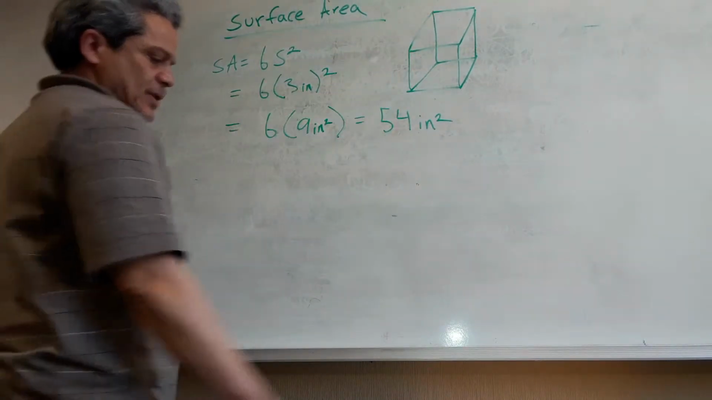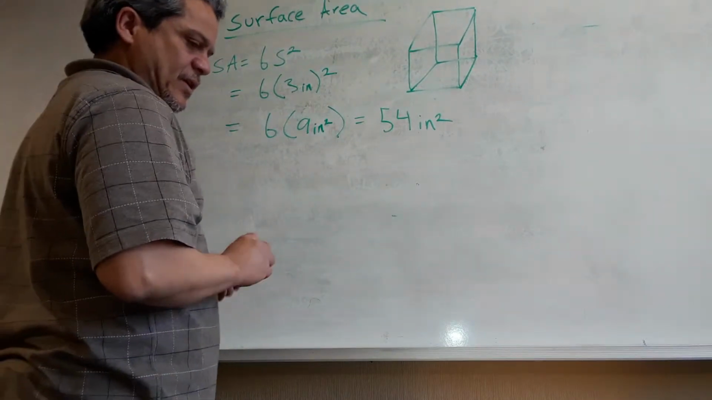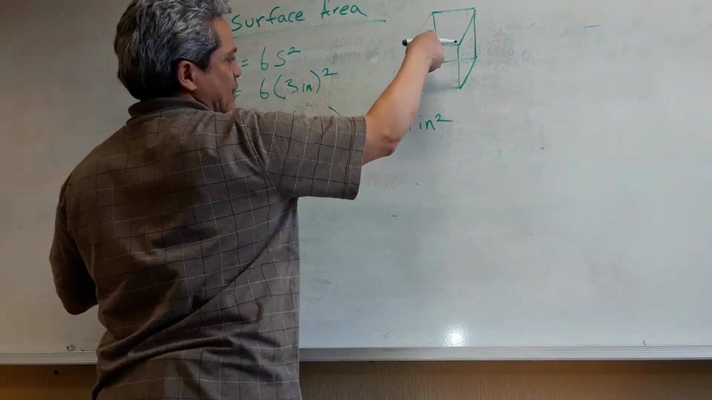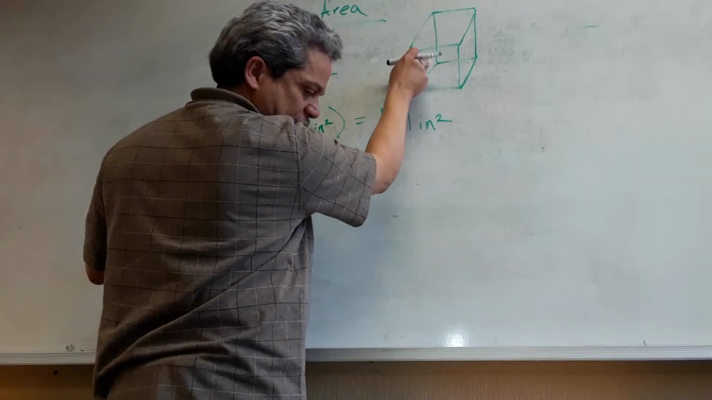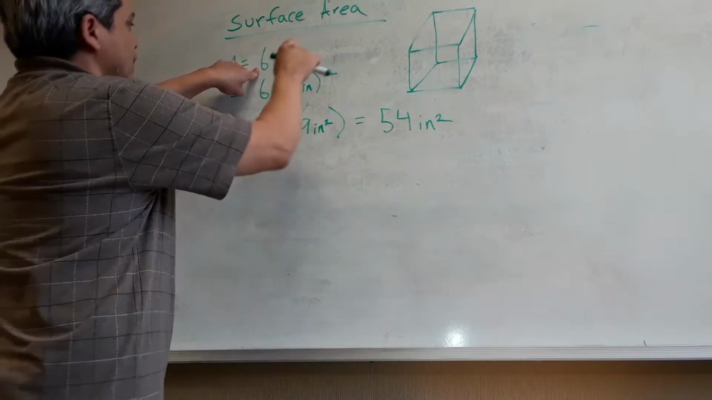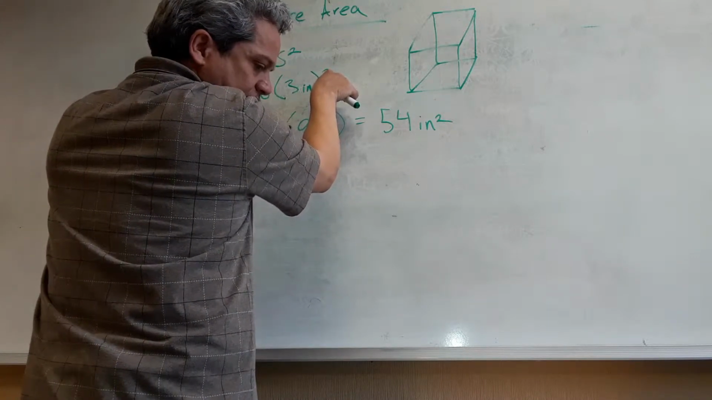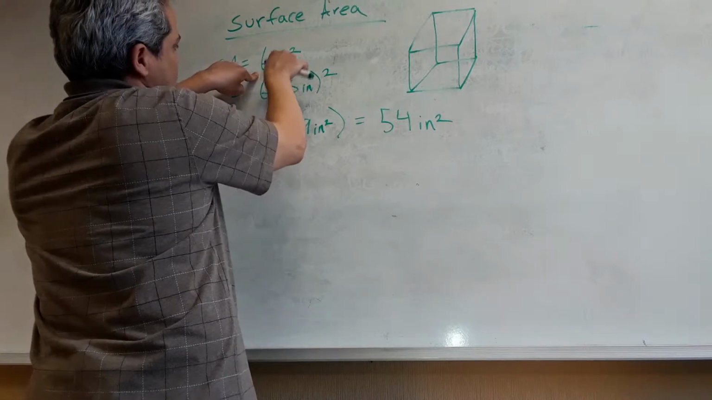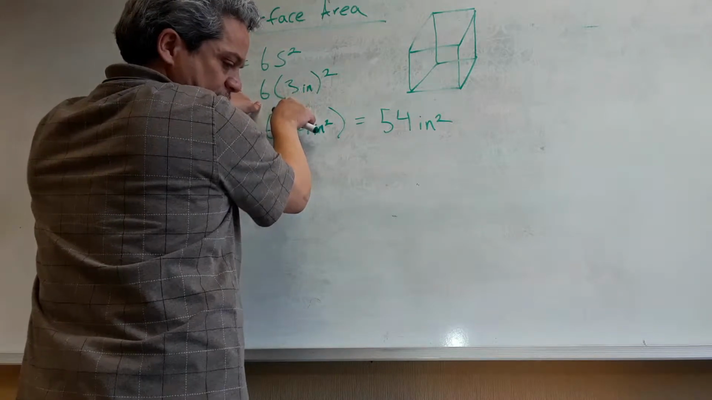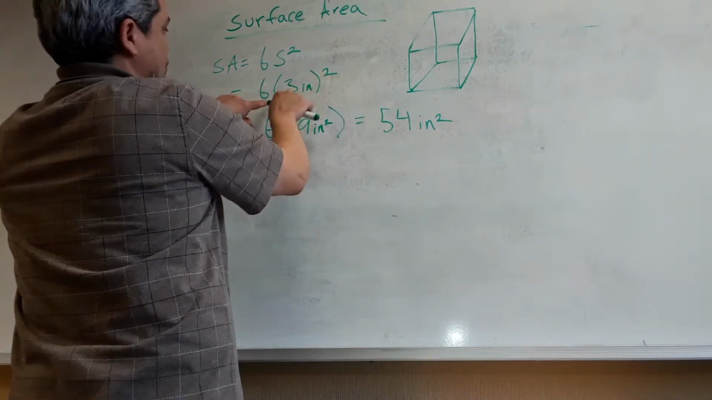by 6. So in this example, we need to find the surface area of a cube with sides of 3 inches each. The size of each side is 3 inches. So we go 6 sides times 3 inches squared. 6 sides times s, side squared. So it's 6 sides times 3 inches squared. That's how you write it.